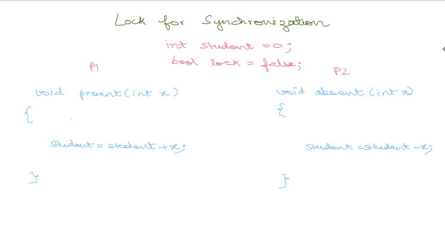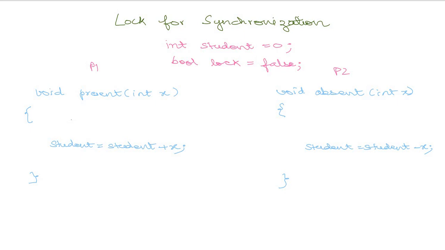So in this video we would be studying about lock for synchronization. First of all, let's see this example that we saw in some of the previous videos, where we had this present function where we increment the number of students, and this absent function where we decrement the number of students. So now how will we solve the case of race condition here?